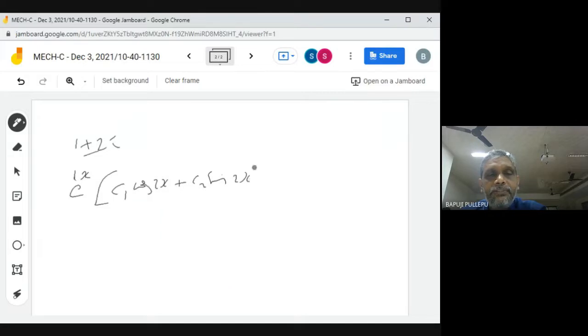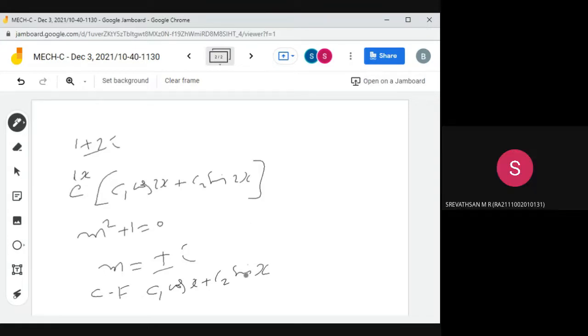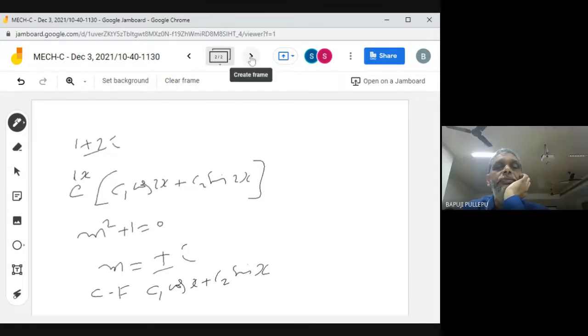This is the story for the CF. Suppose the real part is 0. Suppose you have a function like this, m square plus 1 is equal to 0. So m is equal to plus or minus i, which means the real part is not there. So you write C1 cos x plus C2 sin x. This is CF only. I am talking about CF only. Clear? Yes, sir.